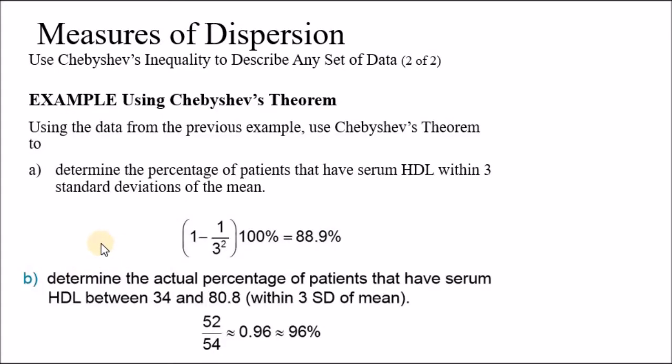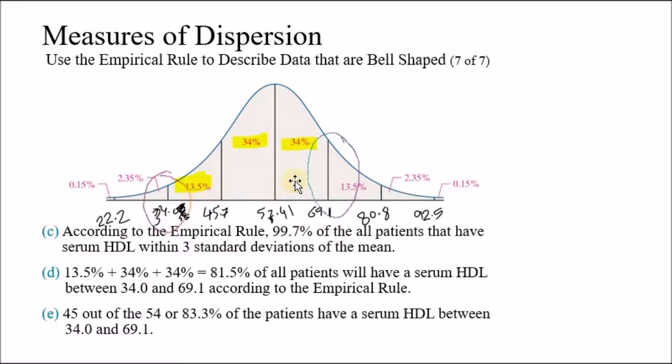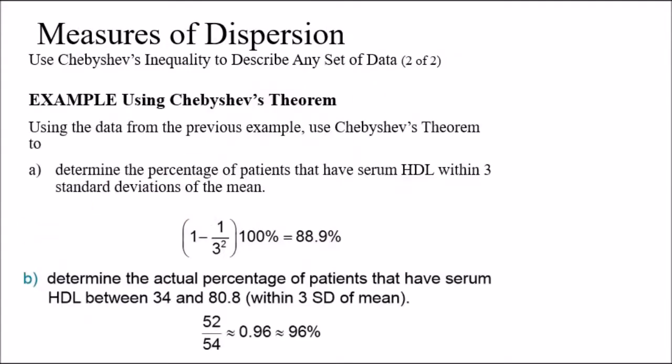And here's an example to illustrate how to use Chebyshev's inequality or theorem. Using the data from the previous example, use Chebyshev's theorem to determine the percentage of patients that have serum HDL within 3 standard deviations of the mean. So instead of using the previous shape right here and saying, I'm going to count 3 standard deviations from the mean here and 3 standard deviations of the mean here, and add all of these percentages, instead of memorizing all of these percentages, we go ahead and use Chebyshev's inequality to estimate that.